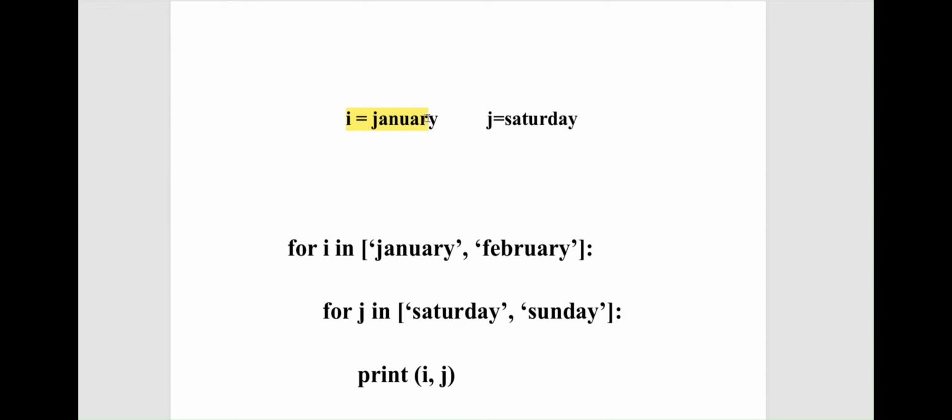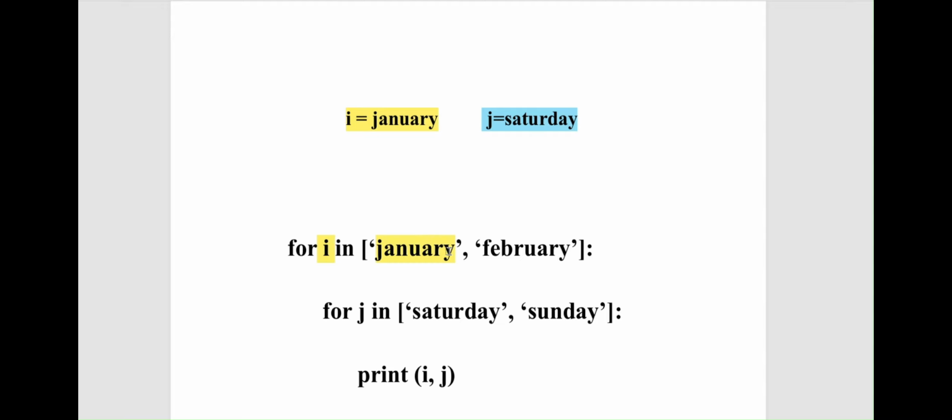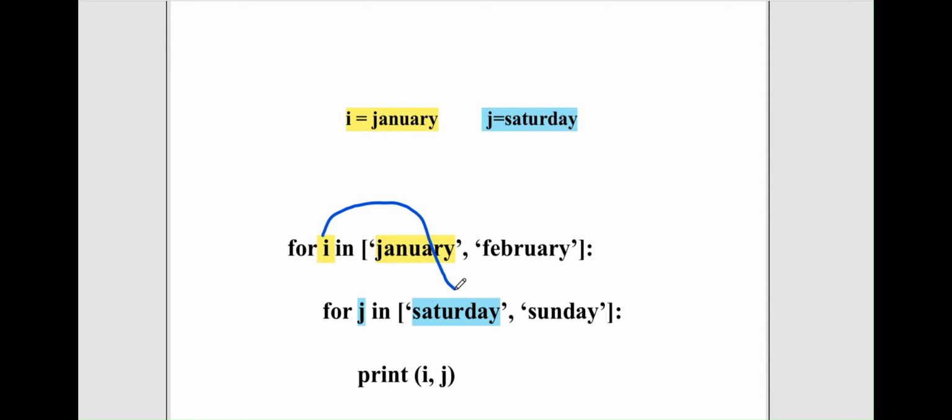When I equals January and J equals Saturday. The outer loop starts by setting I equals January. So, I now holds the value January. The inner loop starts by setting J equals Saturday. For each value of I, in this case, January, the inner loop will run through all the values in the list Saturday, Sunday.